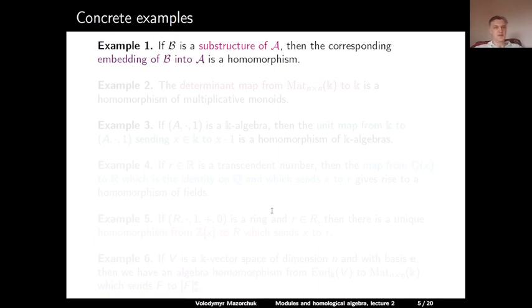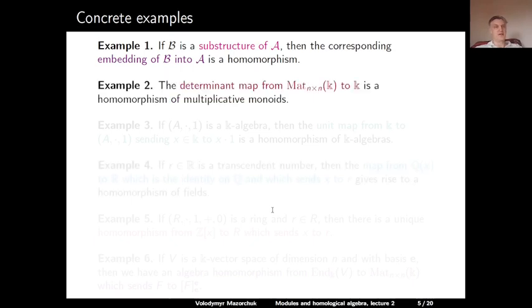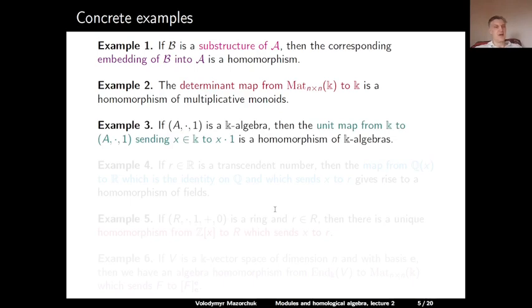Here are some concrete examples. Example 1: if B is a substructure of A, then the corresponding embedding of B into A is a homomorphism. This is trivial. Example 2: the determinant map from the multiplicative monoid of all n times n matrices over a subfield K to K is a homomorphism of multiplicative monoids. Example 3: if A is a K-algebra, then the unit map from K to A, which sends the element x in K to x times the unit element in A, is a homomorphism of K-algebras.